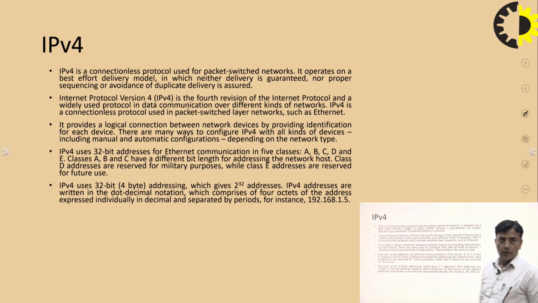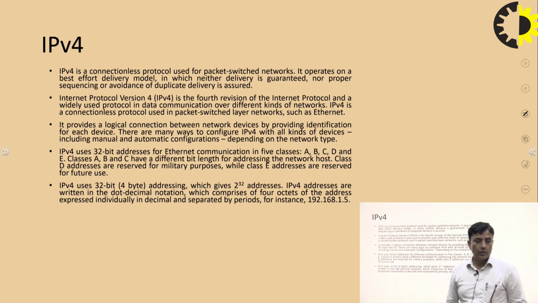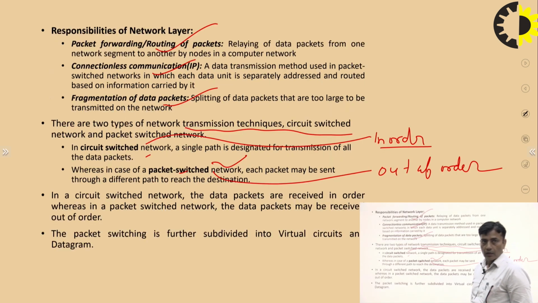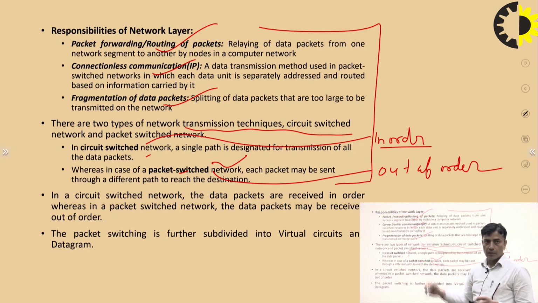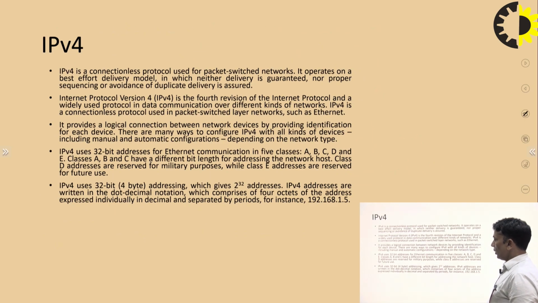Okay. So there is a very important set of functionalities of this network layer, that is the packet forwarding and routing, connectionless communication, and fragmentation of data packets, and this communication can be managed in two forms, circuit switch as well as packet switch.